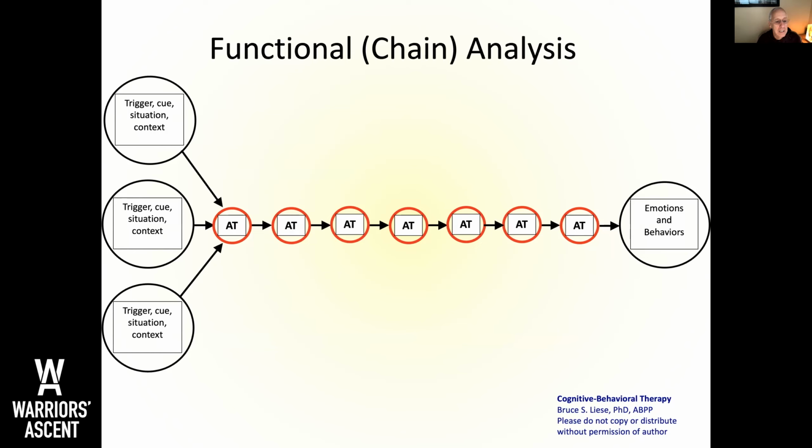It could be not feeling well physically, which is a trigger. It could be having a family member that doesn't feel well. It could be having a family member that's been real critical. It could be having a hangover. Those are all triggers or cues that are proximal. And these trigger what are called ATs, which are automatic thoughts.